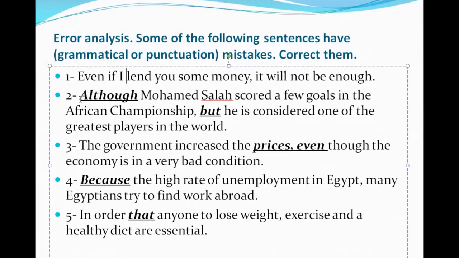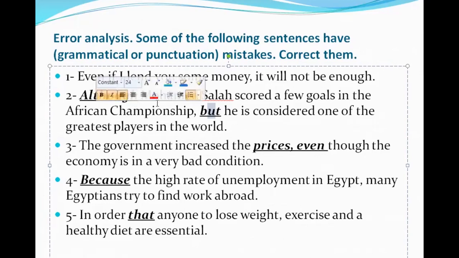Okay, here's this one. Although Mohamed Salah scored a few goals in the African Championship, but he's considered one of the greatest players in the world. What's the problem here? I'll tell you what the problem is. You have 2 connectors in the same sentence. This is not acceptable. You can't have 2 connectors in the same sentence.